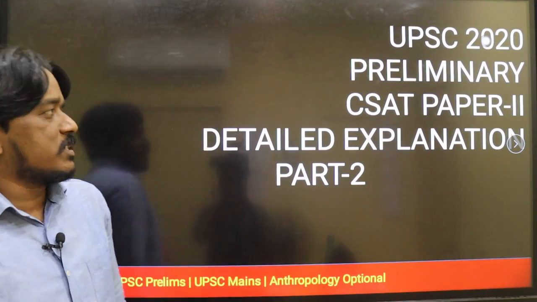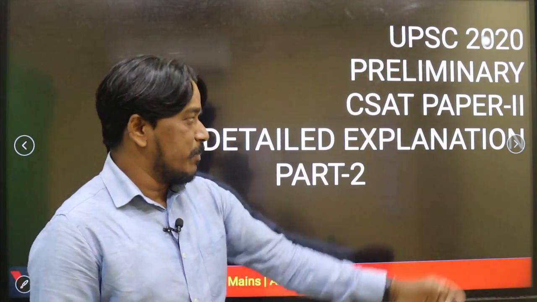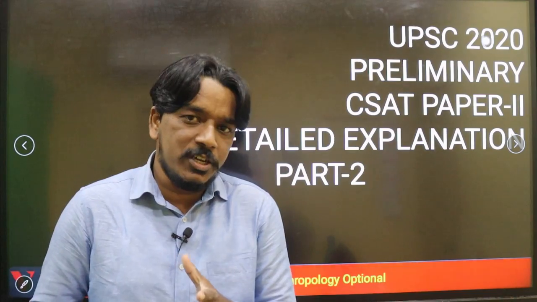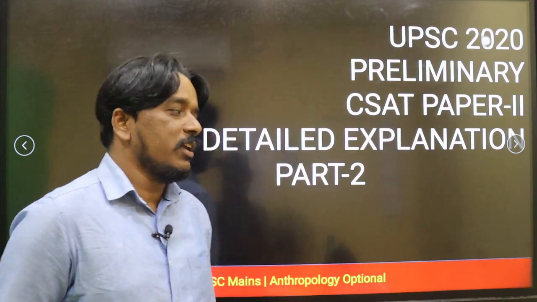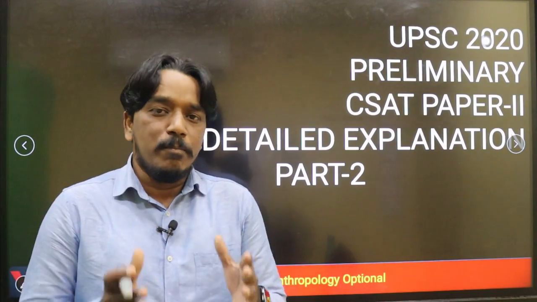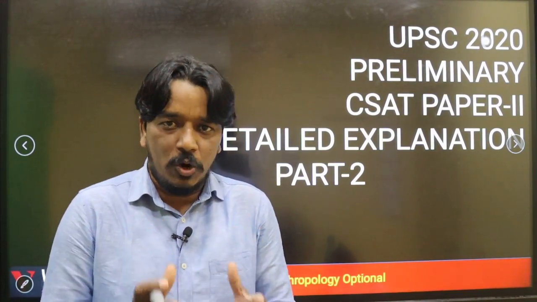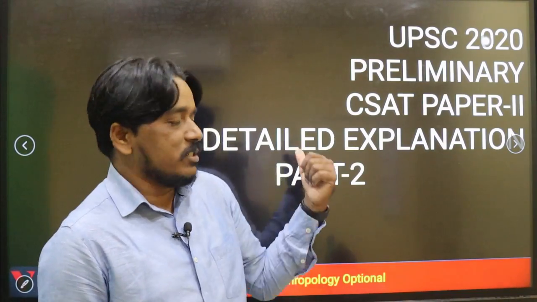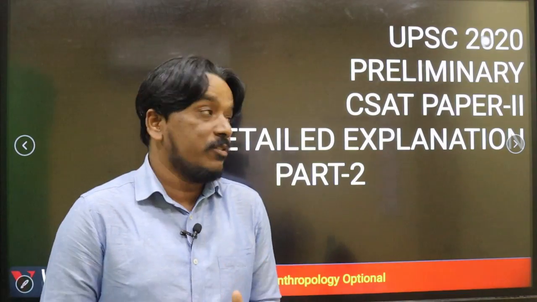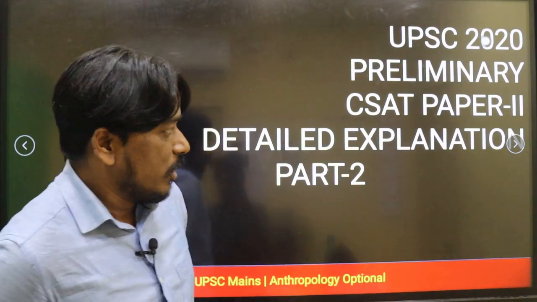So yesterday we discussed some questions from the UPSC 2020 preliminary CSAT paper 2 with detailed explanation. The first part is completed. The remaining questions we'll discuss very clearly in this part 2. We'll see how to solve these remaining maths and reasoning questions in very little time. We'll discuss shortcuts and easy methods also to answer these types of questions. All these questions are taken from the UPSC 2020 CSAT paper 2.